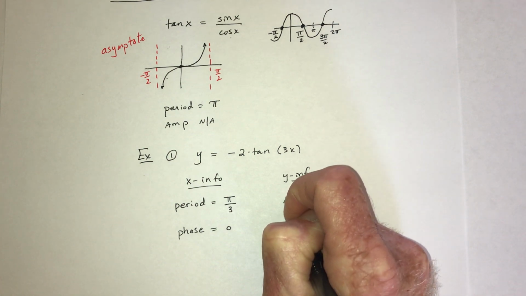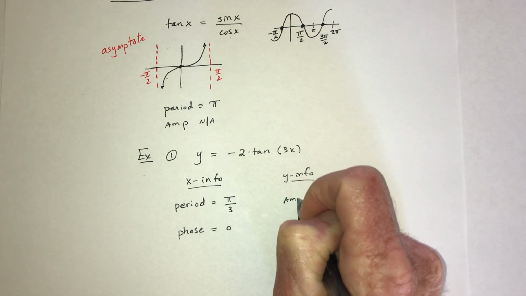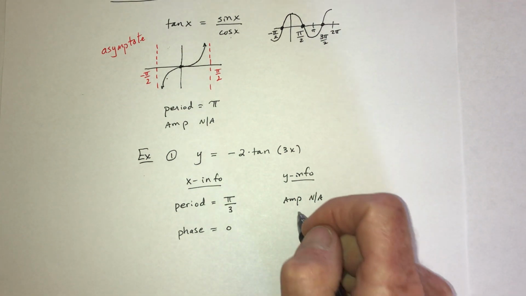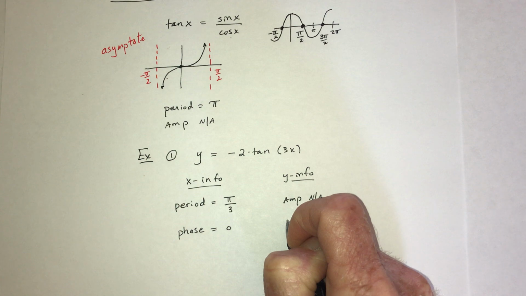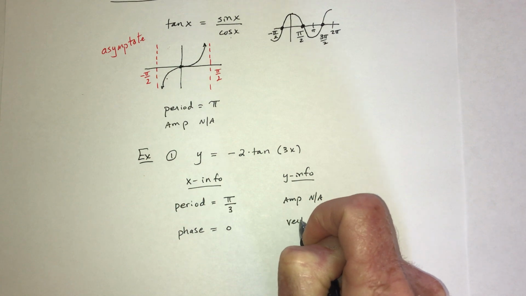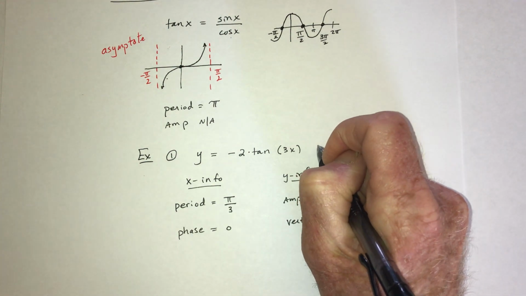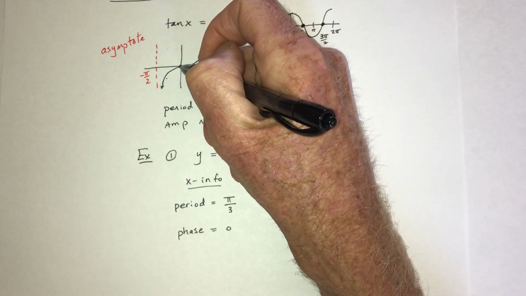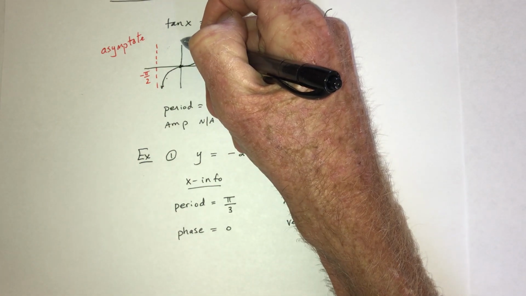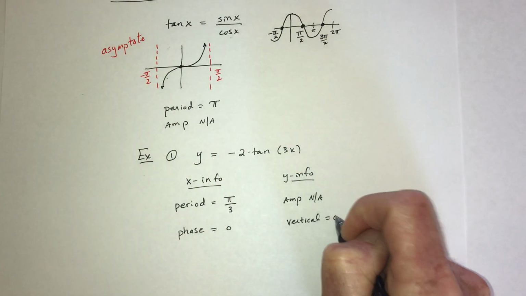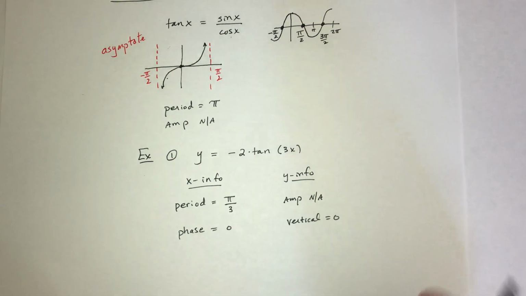Then the amplitude, not applicable. And then vertical shift. So that would be if like this said plus 17, then this would be moved up 17. And then you draw that side and you draw that side. Here, there is none.